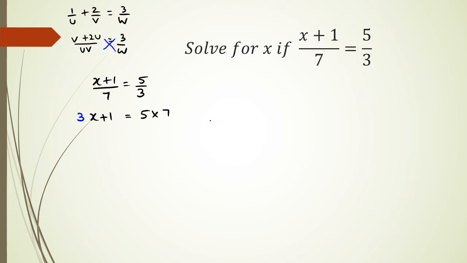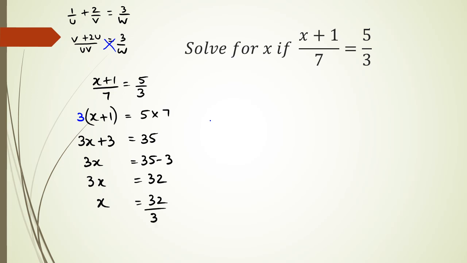But the mistake people make here is they forget to put a bracket around x plus 1, because that 3 is being multiplied by x, and it also has to be multiplied by 1. By not putting the bracket, you're multiplying only the x by 3. So once you put the bracket around it, then you expand it. So you've got 3 times x, which is 3x, 3 times 1 is 3, and on this side, 5 times 7, you have 35. So rearranging this, you've got 3x equals 35, take away 3, so 3x equals 32, and then x is equal to 32 divided by 3. So that's one of your answers.